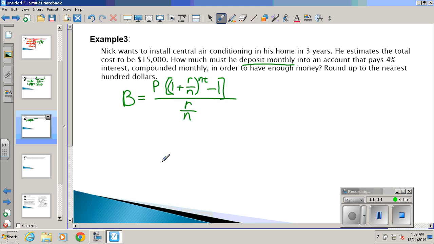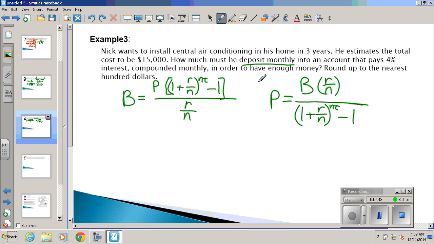Okay, so you're going back to this equation, and you're solving for P. Now to make things simpler, if I was to take this equation and solve for P, this is the variation of what that equation would look like. So that's when I multiply both sides by r over n. Okay, so if I was solving this equation for P, this is what it would look like. Again, a very common equation.